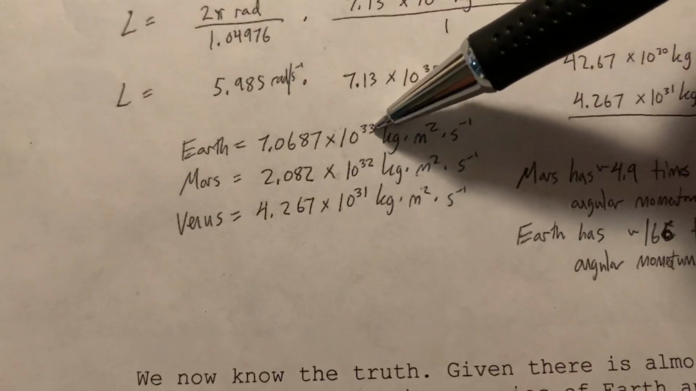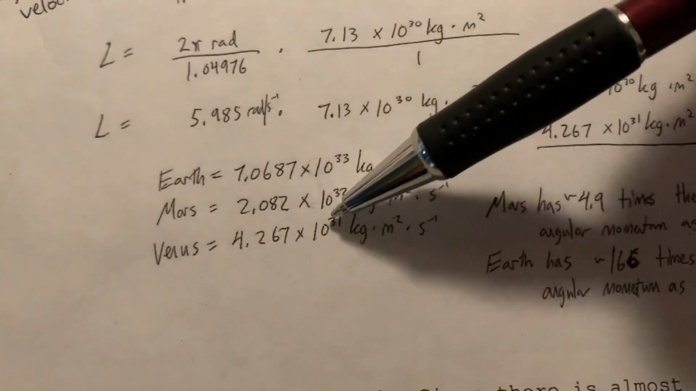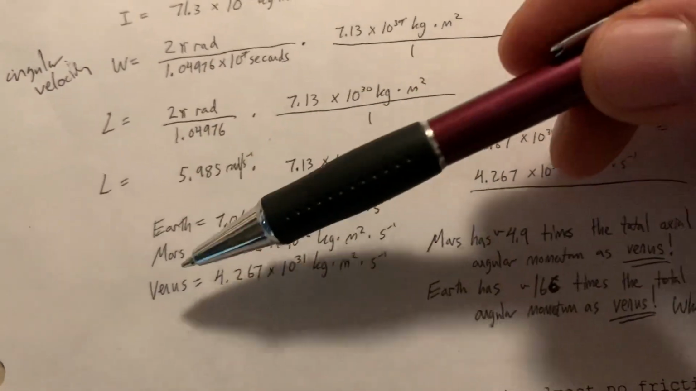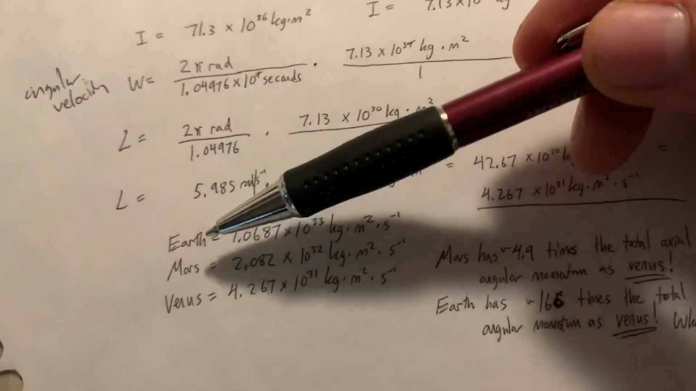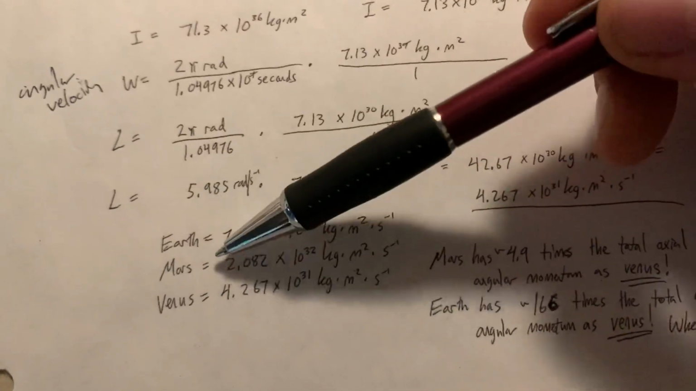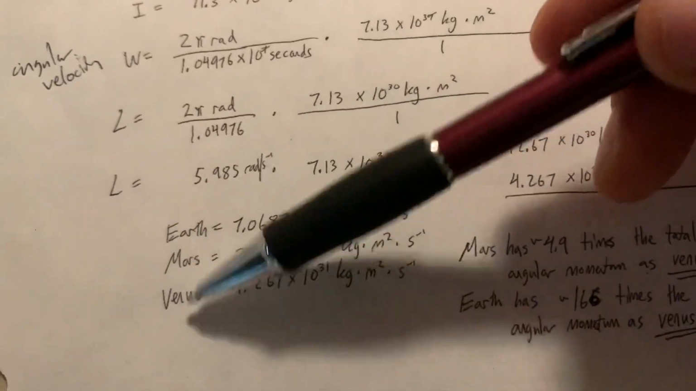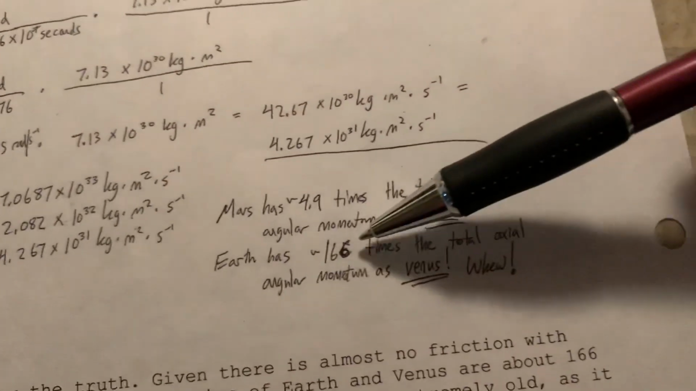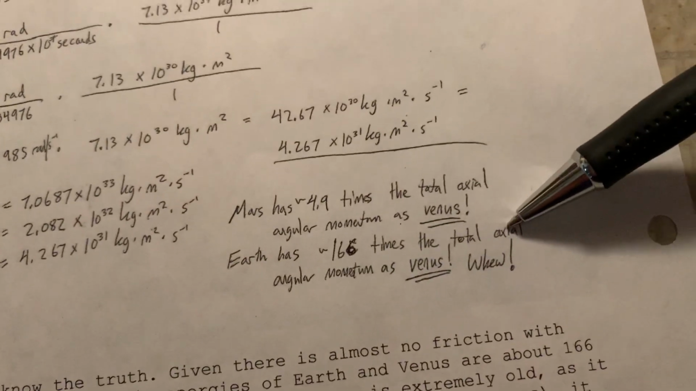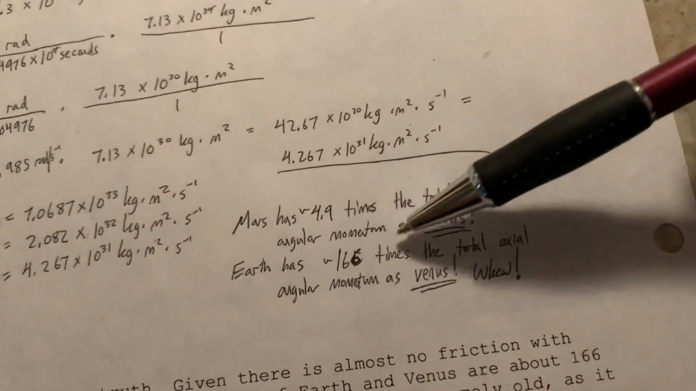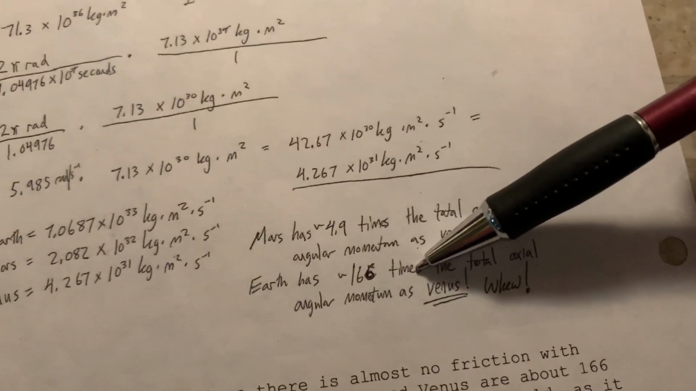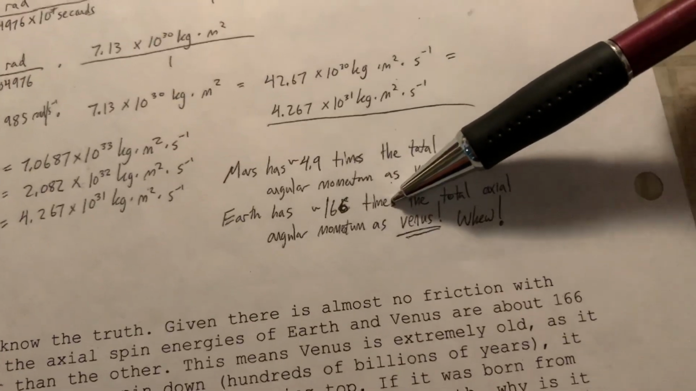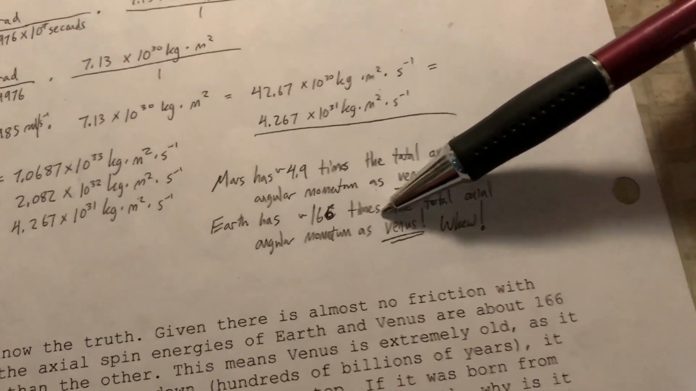As you can see, Earth is higher than Mars, which is higher than Venus. And this is actually expected because Mars is much, much younger than Venus, and Earth is older than Mars. And what you'll notice is that Earth and Venus are about the same mass, but Earth has 166 times the total axial angular momentum as Venus. How is Venus spinning so much slower than the Earth when it has the same mass, and it should have come from the same disk as claimed by the dogmatists that work at universities?